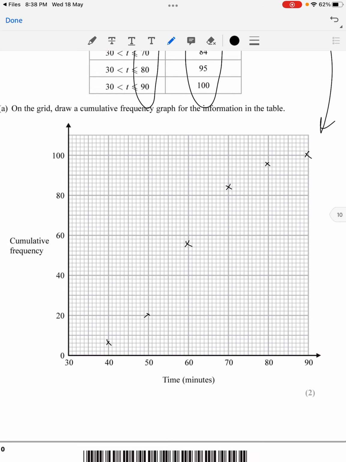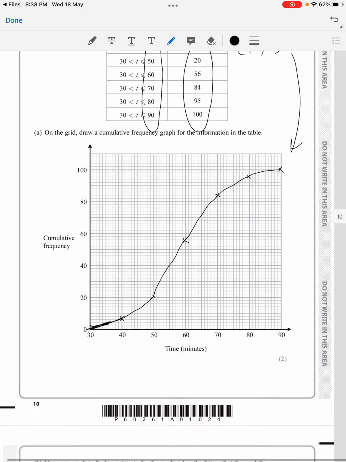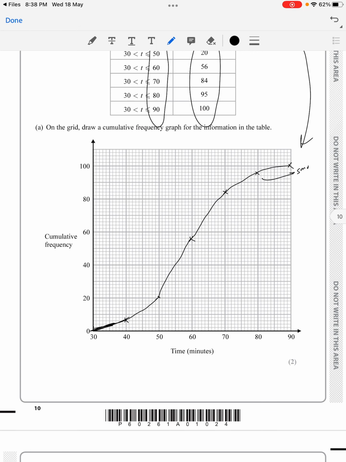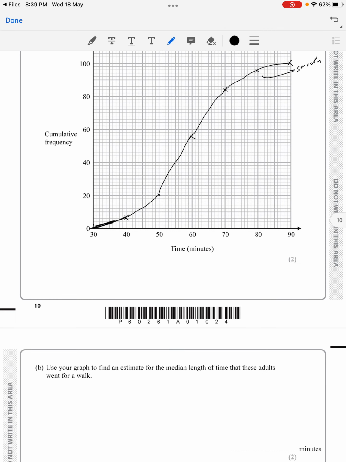It's actually a bit challenging to draw a smooth curve using the pen. It should be crossing this gradient, okay? So it should be smooth. Alright, it's very important. Next question is asking, use the graph to find out the estimated median length of time.